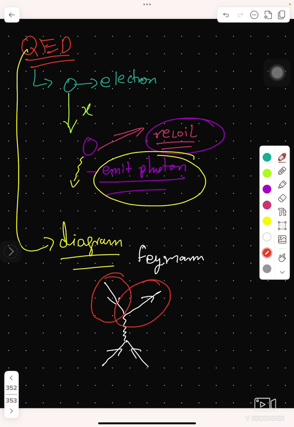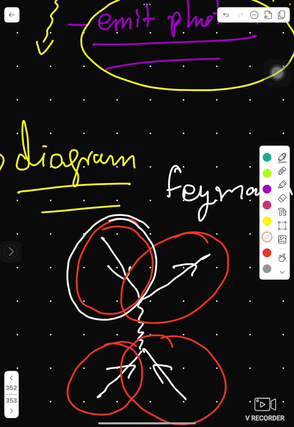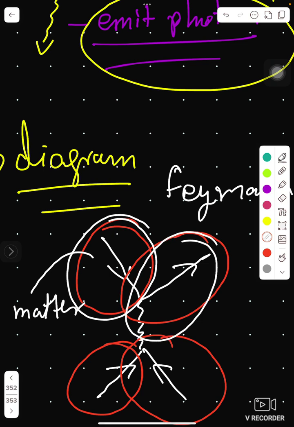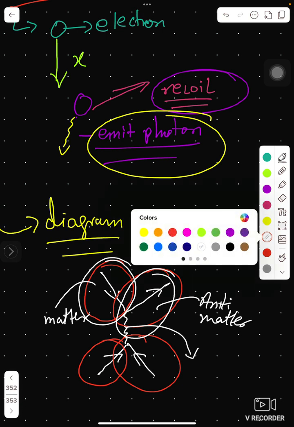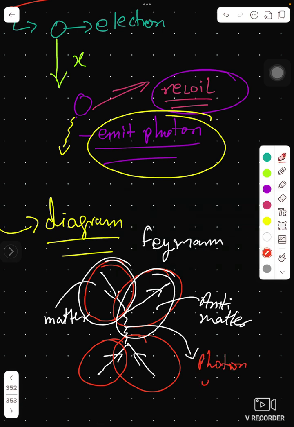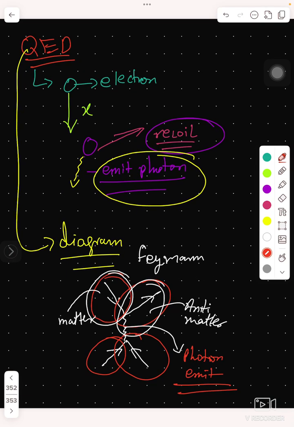Okay, and these two, the downwards is matter and upwards is antimatter. And this is the photon emitted. So QED explains the electromagnetic force, or the repulsion of like charges. It explains why electrons repel as they come closer; in theory, it's the most accurate theory. It explains how they repel. They emit a photon.